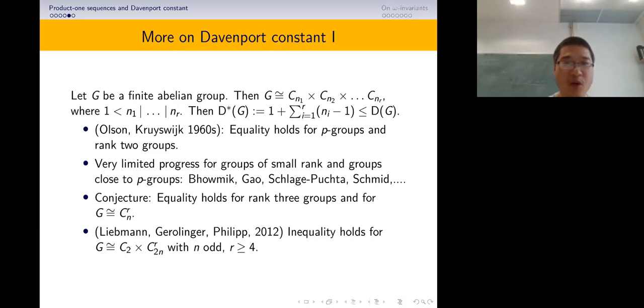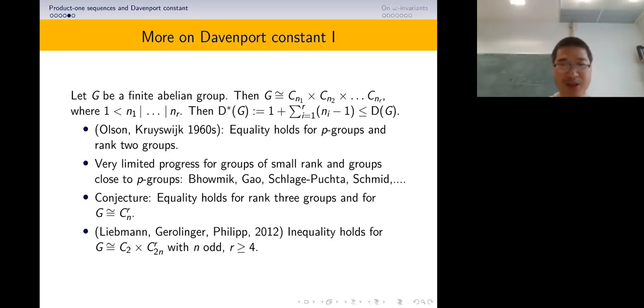Okay, we see more on the Davenport constant. If G is a finite abelian group, then G can be written as a direct product of cyclic groups. We can demand that n1 divides n2, which divides up to nr. Then D(G) is bounded below by 1 plus the sum of (ni minus 1), which is the lower bound of D(G). The classical result shows that equality holds for p-groups and rank 2 groups.